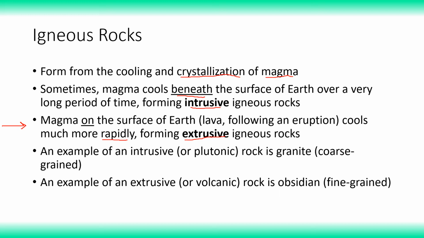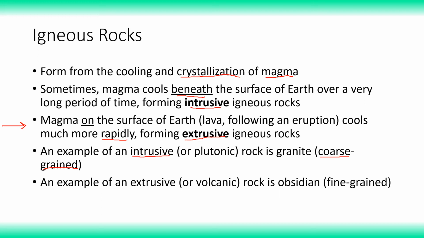So we tend to find that intrusive rocks, the ones that form beneath the Earth's surface and take a really long time to form, are what we call coarse grained. And what that means is that those crystals, the chunks that make up the rock, are quite large.